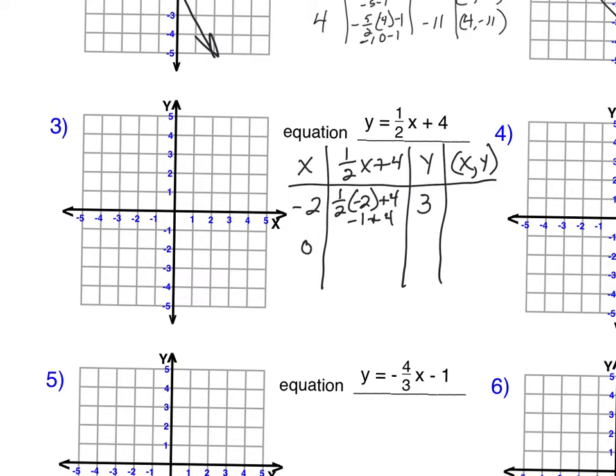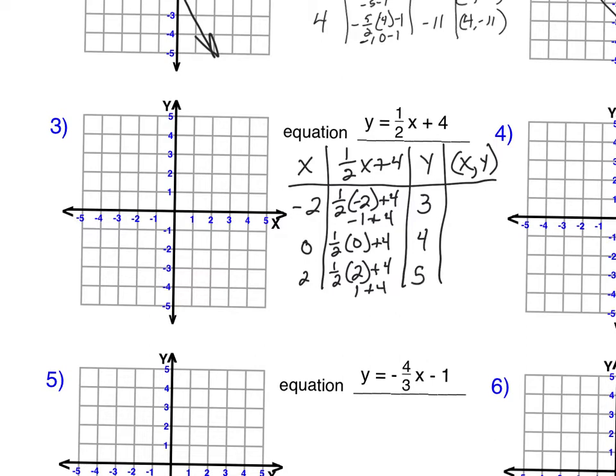Plug in a 0. Half of 0 is still 0. Anything times 0 is 0. So I add 4 to that, I get 4. Plug in a +2. Half of 2 is 1, plus 4 is 5.